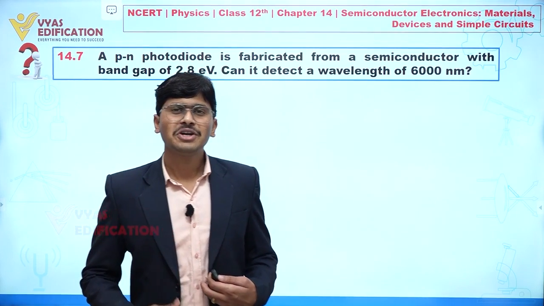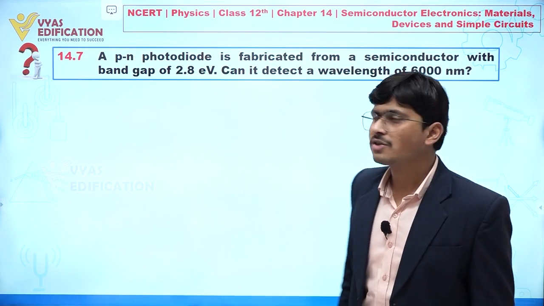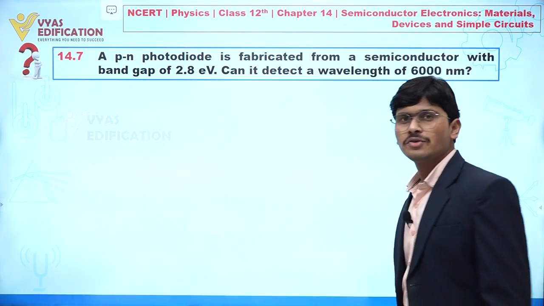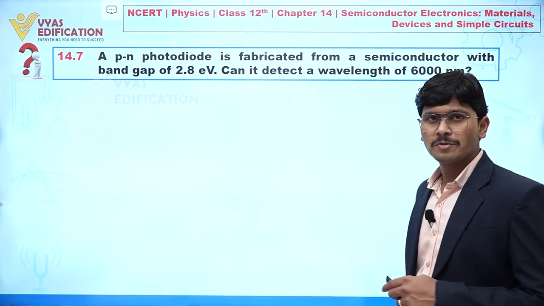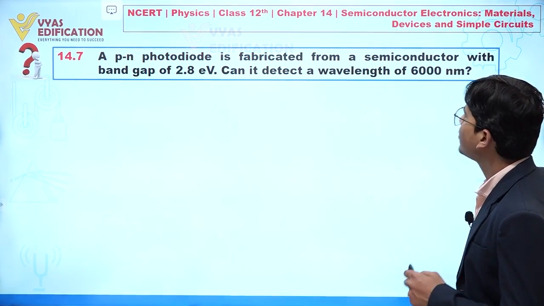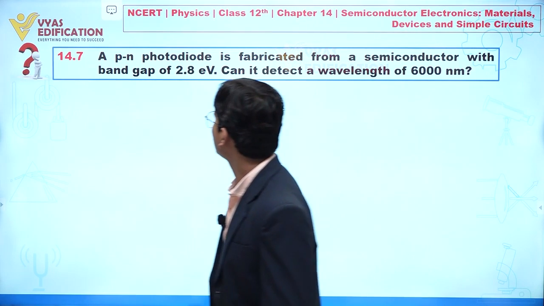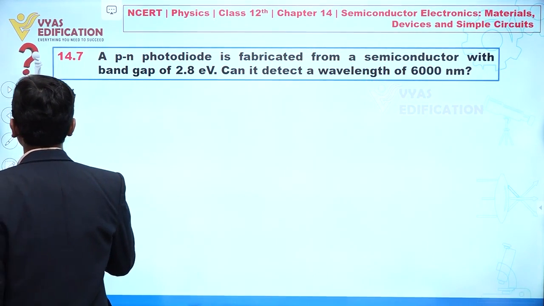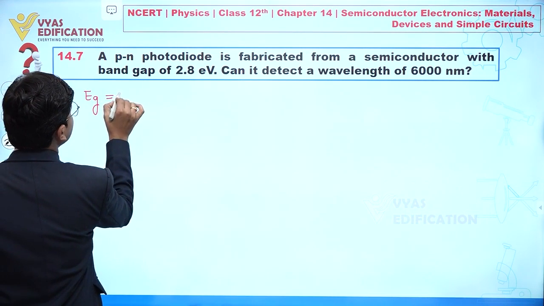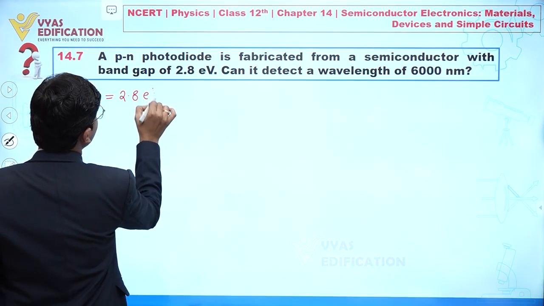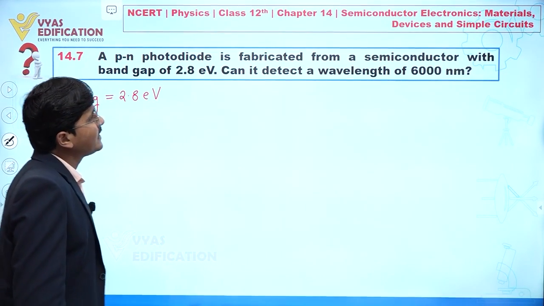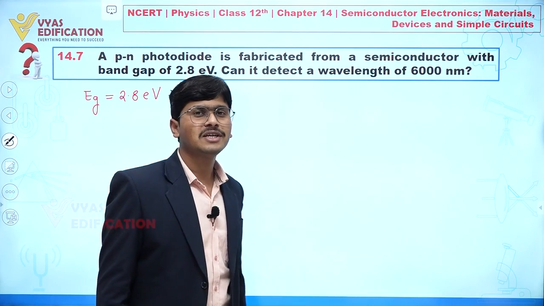Clear everyone? Now students, we are going to discuss question number 14.7. In this question, a PN photodiode is fabricated from a semiconductor with a band gap of 2.8 electron volt. So the value of Eg is given to you as 2.8 electron volt. Can it detect a wavelength of 6000 nanometer?